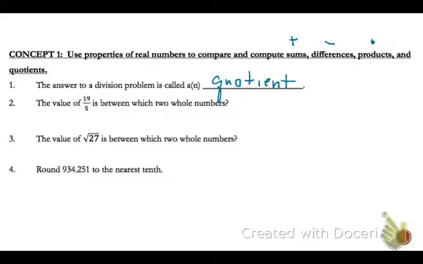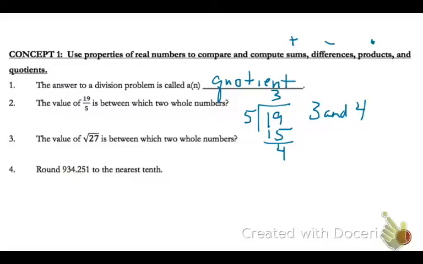Number 2, the value of 19/5 is between which two whole numbers? So if we think of 19 divided by 5, we know that that will go 3 times with 4 remaining. So that means that 19/5 is somewhere between 3 and 4.